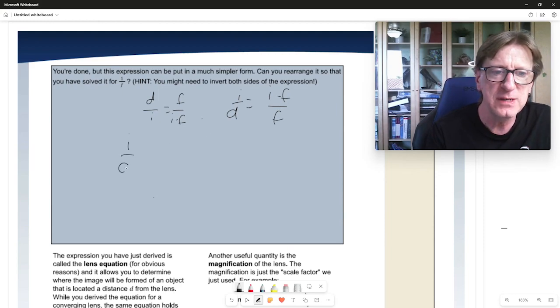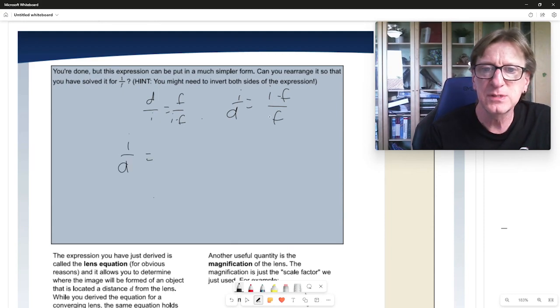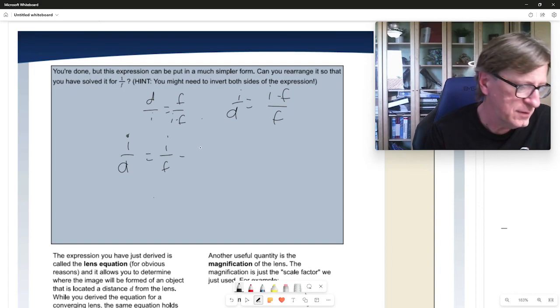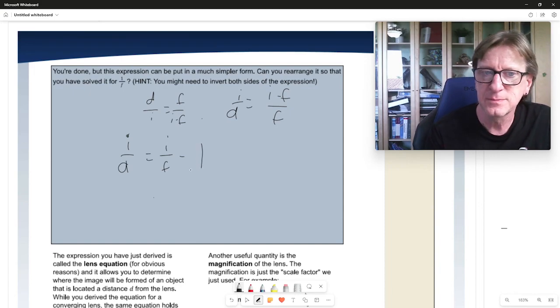So my I over D is going to equal I over F minus F over F, which is just 1. Let's make sure that we're all following along with that. Right? So I over F minus F over F. And that's why I needed to flip it, so that I could break this fraction apart here. So that is simply equal to 1.